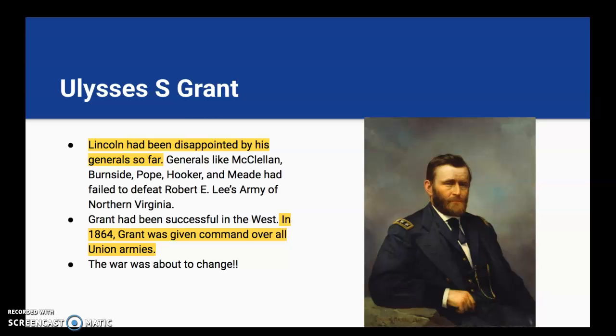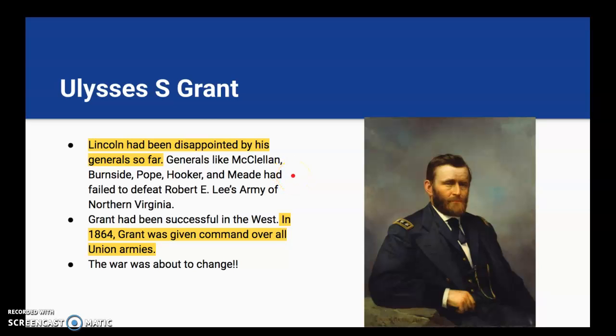If you remember, Lincoln had been really disappointed by his generals so far: McClellan, Burnside, Pope, Hooker, and Meade. Lincoln's biggest complaint was that they had failed to completely and decisively defeat Robert E. Lee's Army of Northern Virginia. You remember McClellan would not follow Lee after Lee's retreat from Antietam, and Meade did not follow Lee after Lee's retreat from Gettysburg. And Lincoln was tired of this thing happening over and over again.